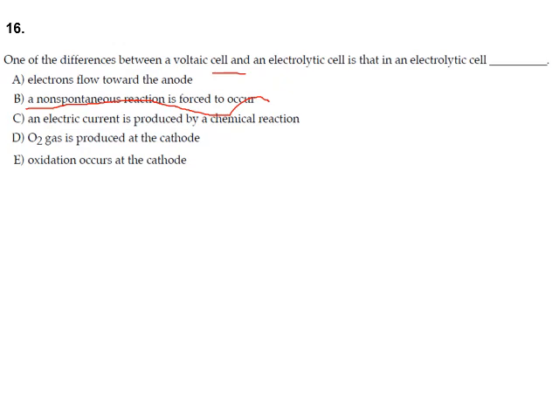The anode is where the electrons originate. So when you force a non-spontaneous reaction to occur, you're forcing what was originally the cathode to become the anode.